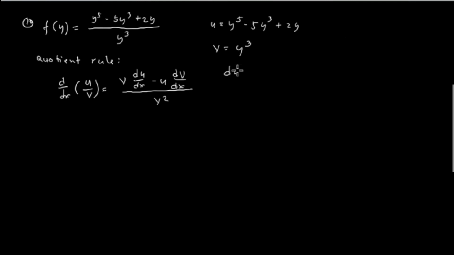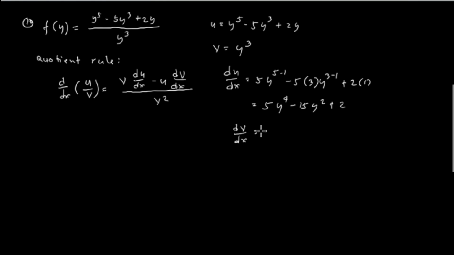And we derive du over dx. So the derivative of u is 5y to the 5 minus 1, minus 5 times the derivative of y cubed, which is 3y to the 3 minus 1, and plus 2 times the derivative of y, which is 1. Simplify: 5y to the fourth, minus 15y squared, plus 2. What about the derivative of v? The derivative of y cubed is 3y squared. And that's the time to use the formula for the quotient rule.